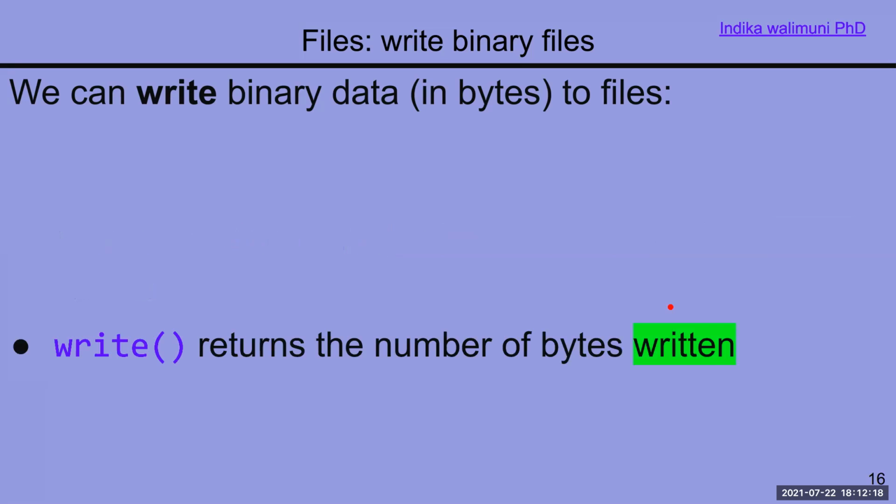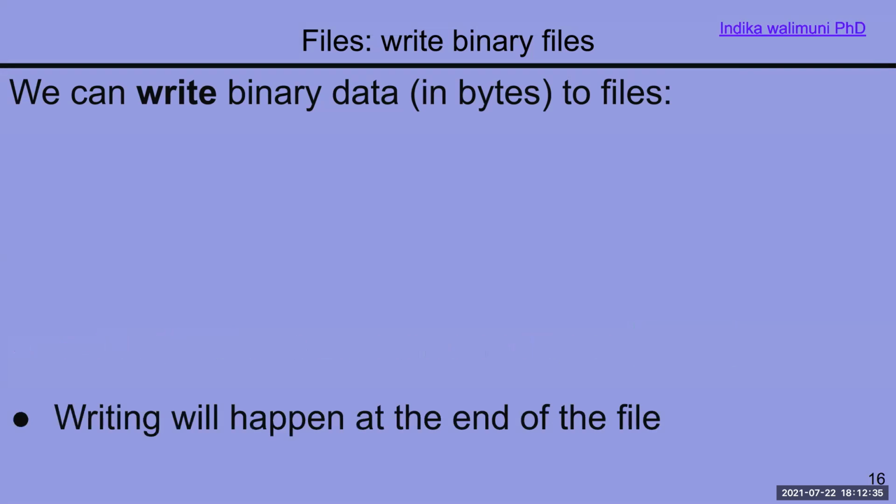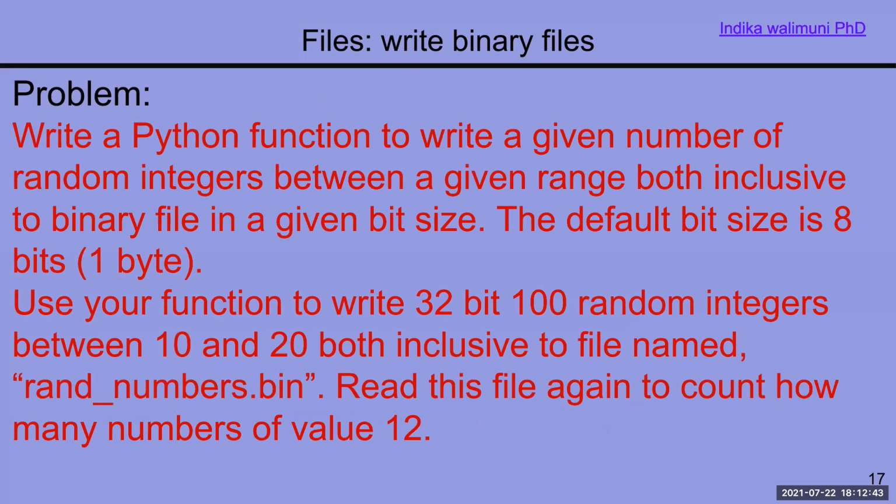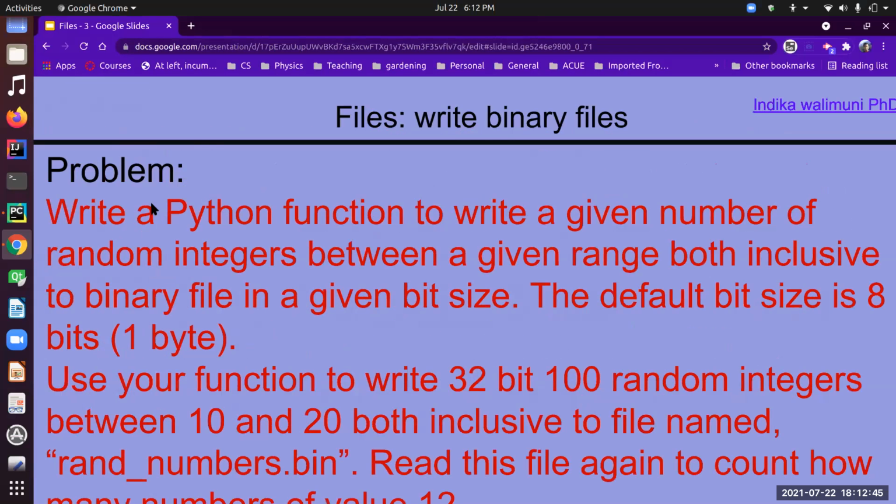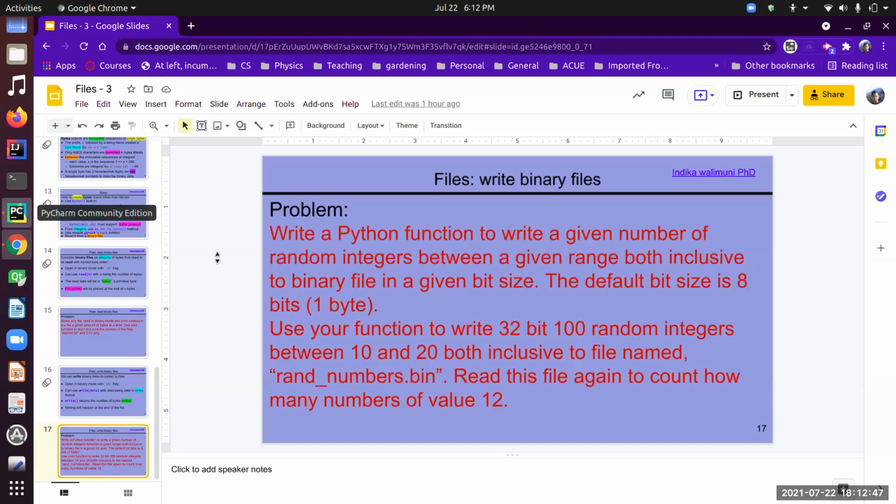Write returns, in the way we saw in text files, the number of bytes written. In text file format, it returns the number of characters written. In here, the number of bytes written is returned. Always, writing will happen at the end of the file. All right, so this is the problem. Let's go to PyCharm and solve this one too.